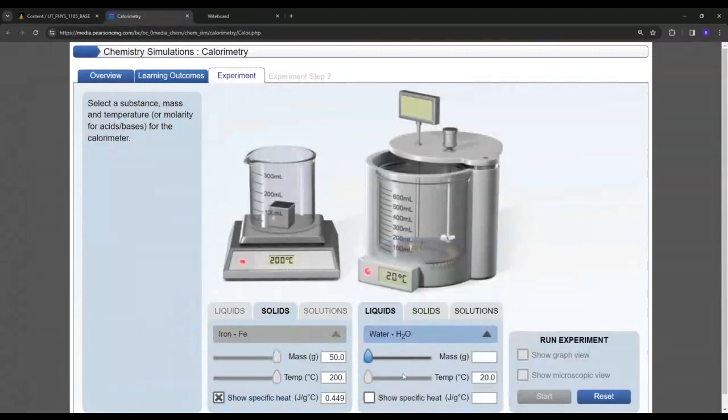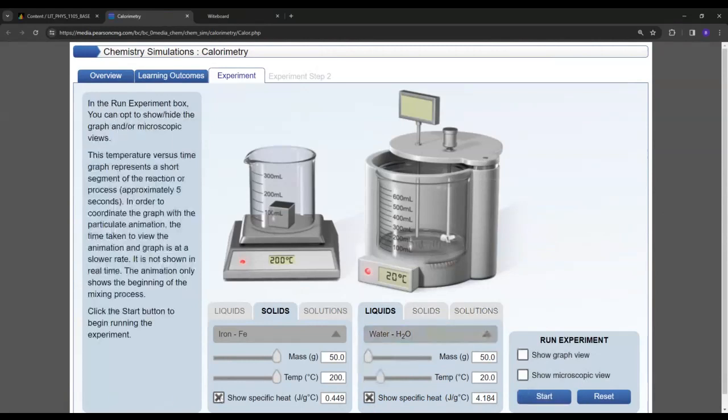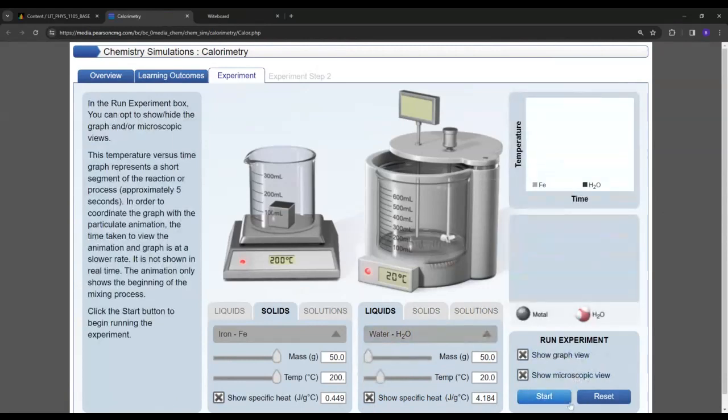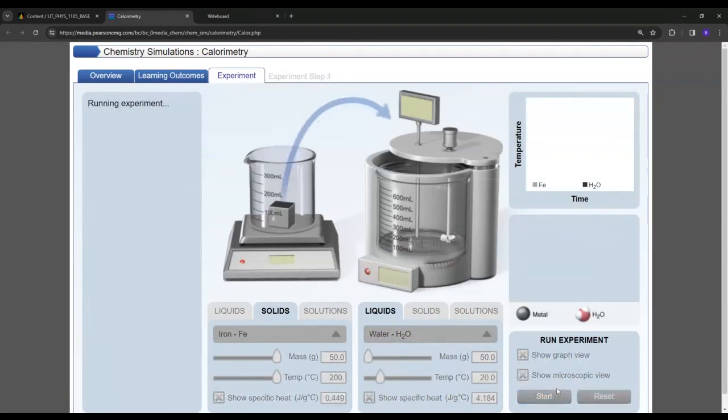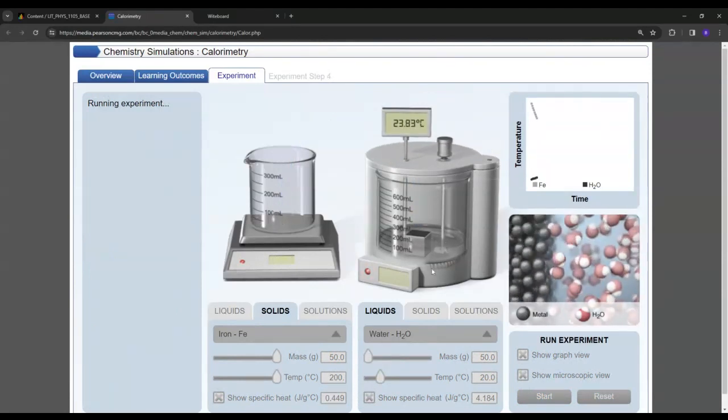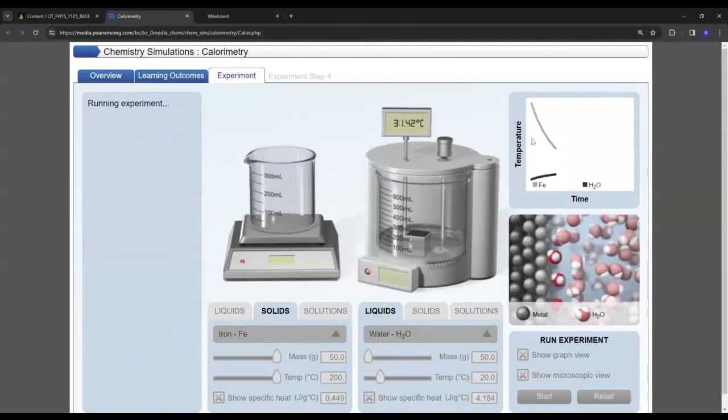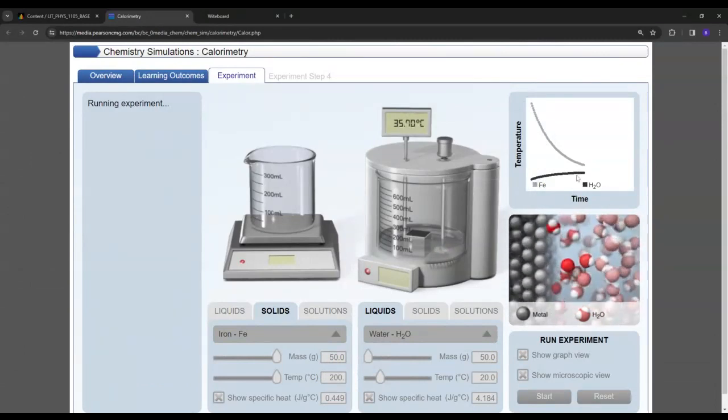So liquid, water, mass is 50, which is the minimum. Show specific heat because why not? Turn on the graphs because again, why not? Start it, let it run. Okay, so look at that. That gray line just absolutely dives at the beginning. The black line, again, almost looks like a straight line for part of this, and then it sort of curves and goes flat.